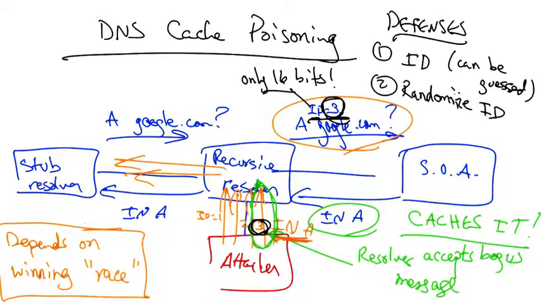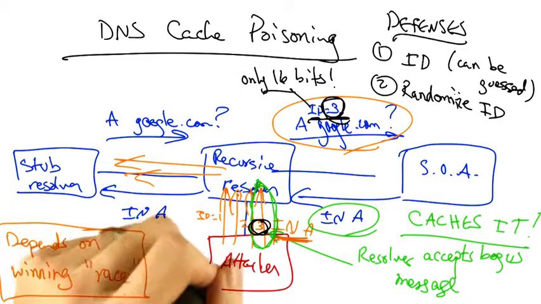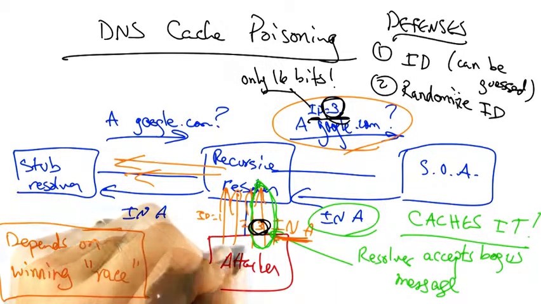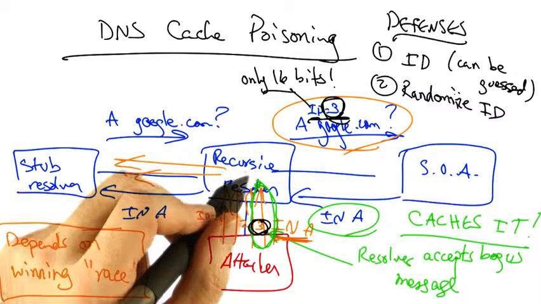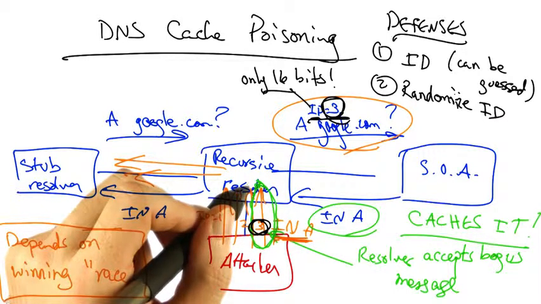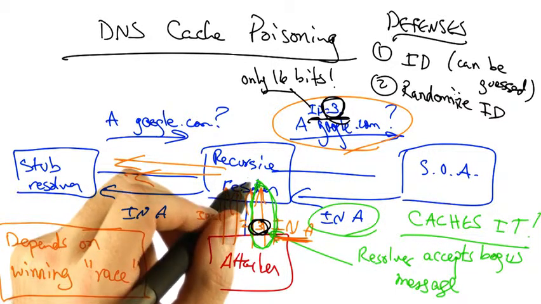The success of a DNS cache poisoning attack not only depends on the ability to reply to a query with the correct matching ID, but it also depends on winning this race. That is, the attacker must reply to that query before the legitimate authoritative name server replies. If the attacker loses the race, then the attacker has to wait for that correct cached entry to expire before trying again.